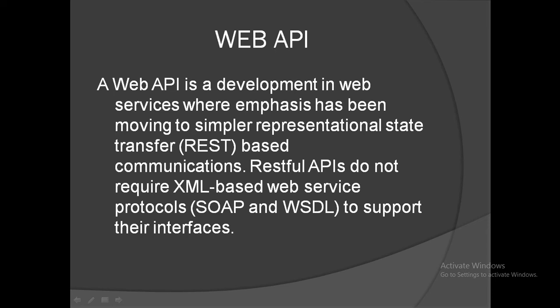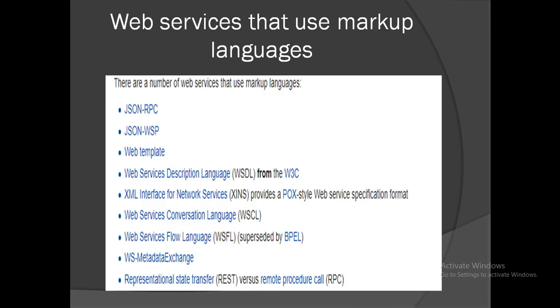RESTful APIs are basically REST APIs as well, almost similar. The API does not require XML-based web service protocols like SOAP and WSDL to support its interface. So basically, you can easily say that REST is much faster than SOAP, but SOAP is actually much more reliable because it's encoded.